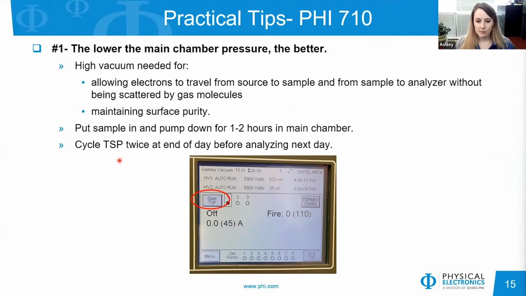Here are a few tips from Denny Paul, who I'm sure a large portion of you on this call know, and who recently retired after 46 years at PHI. His tips are to put the sample in the main chamber for a few hours the day before you start the analysis, and then to cycle the sublimation pump twice at the end of the day before analyzing the next day. Just note that these extra steps are really only beneficial when you're trying to achieve the ultimate 8 nanometer spatial resolution of the instrument.